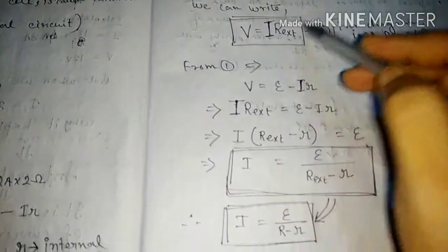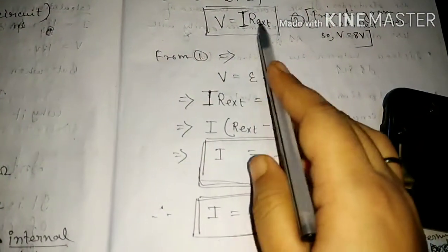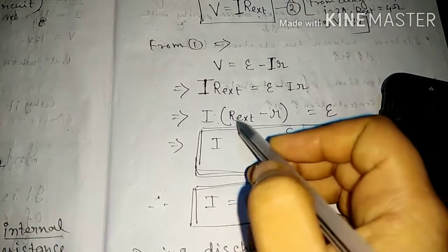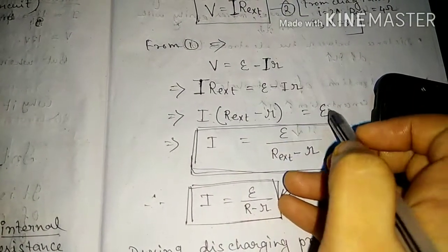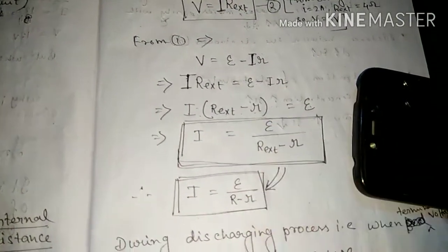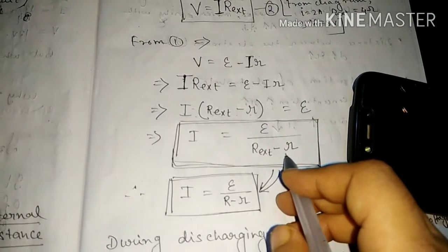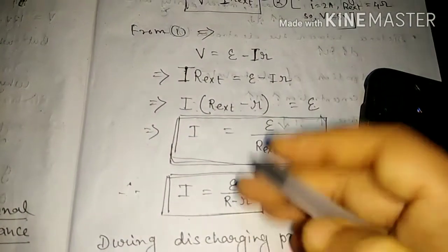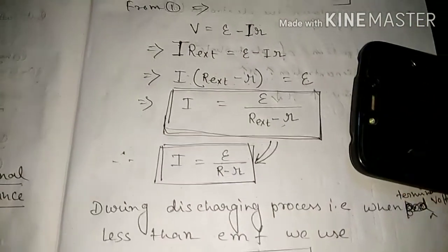So E minus Ir, that is equals to, we can write I into R external. So we take common I, R external plus r, that is equals to E. So I equals to E by R external plus r. I equals to E by R plus r. R means external resistance, r means internal resistance.